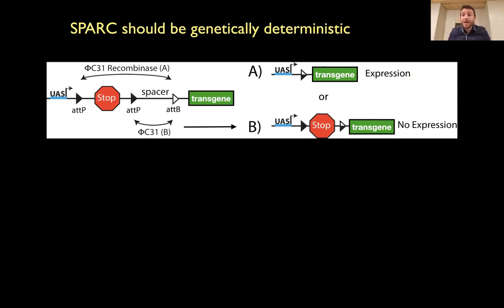Now, if reaction B occurs, the intervening stop sequence stays in the center of the construct, and that prevents expression. Now, this should be deterministic. Only one of these reactions can occur, and once the reaction occurs, the outcome is settled. And that's because Phi-C31 acts irreversibly. Now, all of the different parts of SPARC have been used extensively in flies before, so I next asked whether SPARC works in vivo to give deterministic levels of expression, as you would expect.